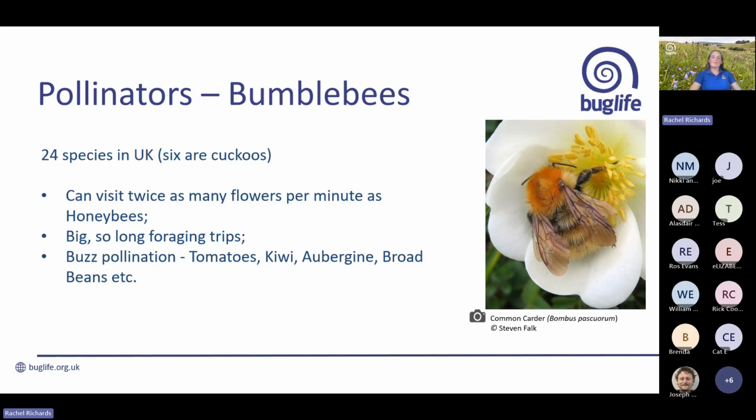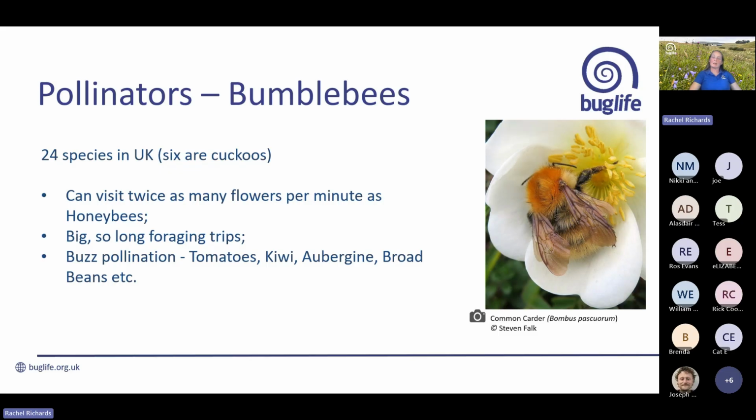So bumblebees in general visit twice as many flowers per minute as honeybees. So they're very good pollinators. They can make quite long foraging trips. They're quite big. They're quite cold resilient. They'll travel 1 kilometre or more from a nest if need be, but if the food is close to the nest, then they're not going to go further, and they're going to do better because they're not wasting so much energy traveling.